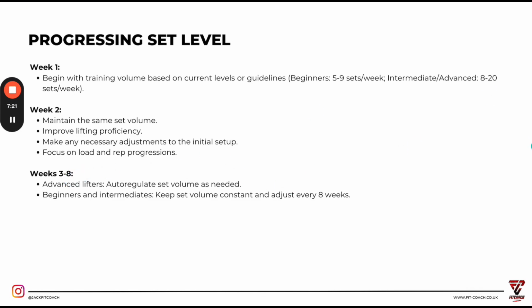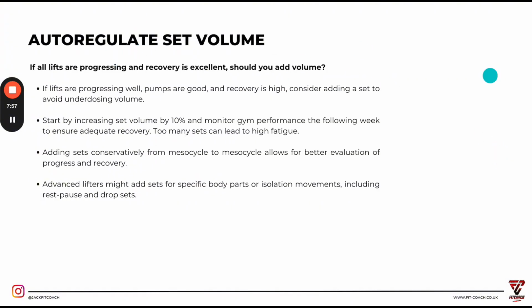Moving to week 3 to week 8, advanced lifters should auto-regulate their set volume as needed based on their recovery and performance indicators. Beginners and intermediates, on the other hand, should keep their set volume consistent throughout the phase and consider adjustments every 8 weeks to accommodate progress and adaptation. This structured approach ensures that training volume aligns with your individual capabilities and your goals while allowing for consistent improvement over this designated period. Whether it is 4 weeks, 8 weeks, 12 weeks, 16 weeks, 20 weeks, whatever it is, make sure that you're continuously tweaking things.